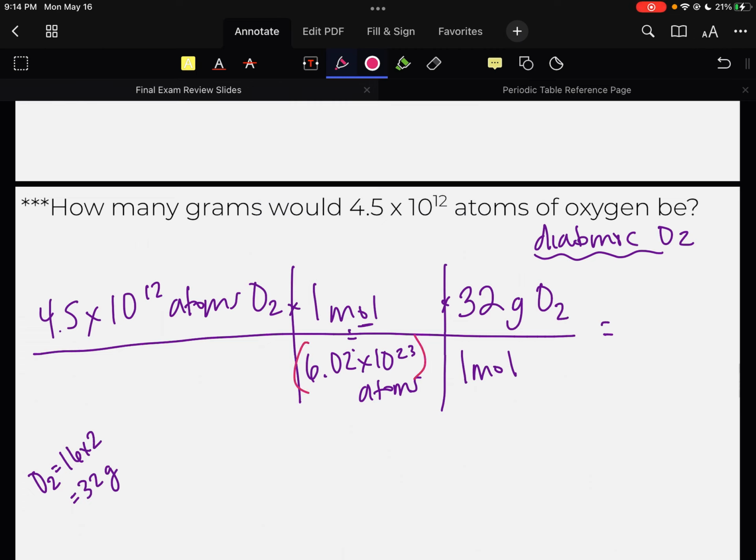The main thing to remember with this one is we put our parentheses around our numbers there. So I'm going to do 4.5 times 10 to the 12th times 1 times 32, and I want to divide by 6.02 times 10 to the 23rd. So my final answer is 2.39 times 10 to the minus 10. And this is grams.